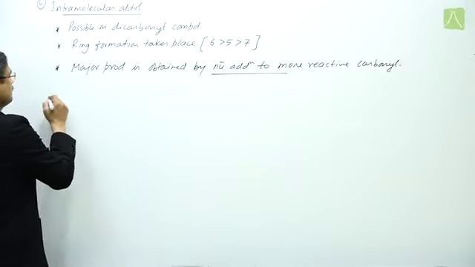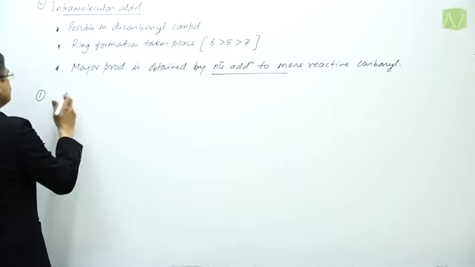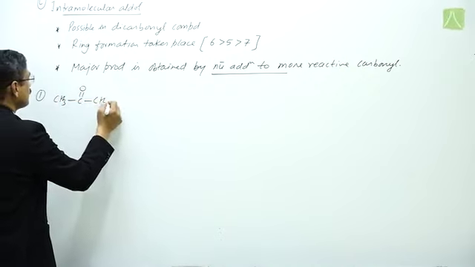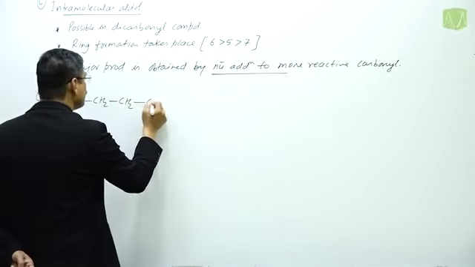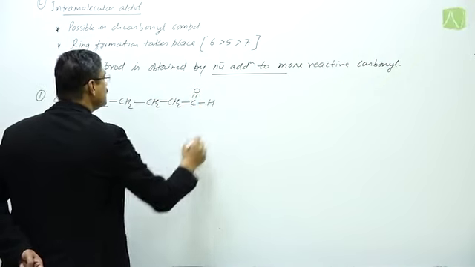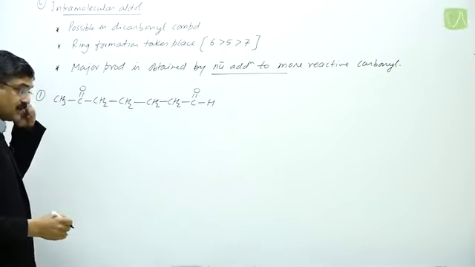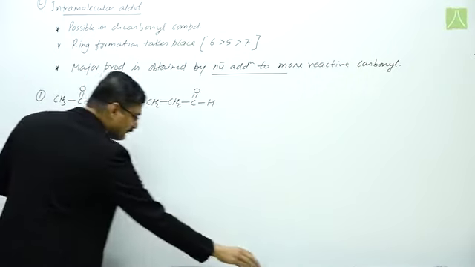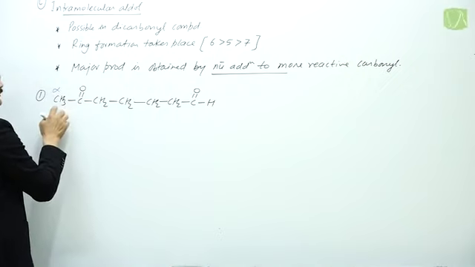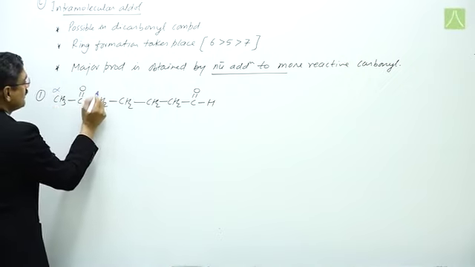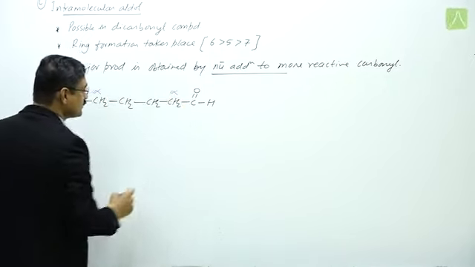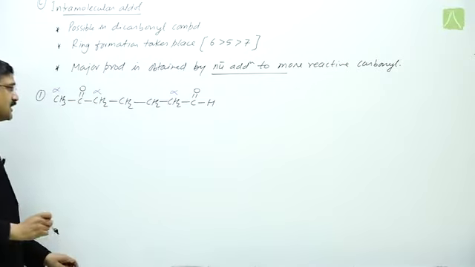Now check the question. Suppose this is the question. So there are three different alpha H in this case. With respect to C double bond O, here one type of alpha H, here another type of alpha H, and again with respect to this, here also one type of alpha H. So there are three types of alpha H.